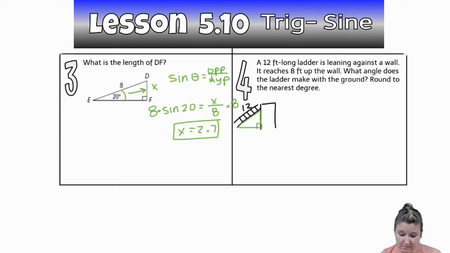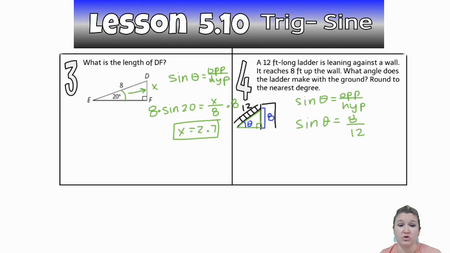So 12 is going to be my hypotenuse. It reaches 8 feet up the wall. So the distance from here to here is going to be 8. And then it says, what is the measure of this angle that the ladder makes with the ground? Okay, so we're trying to find that angle measure. So remember that the sine of theta is equal to the opposite divided by the hypotenuse. I'm going to have the sine of theta, because I don't know theta, is going to be the opposite, which is 8, divided by the hypotenuse, which is 12.